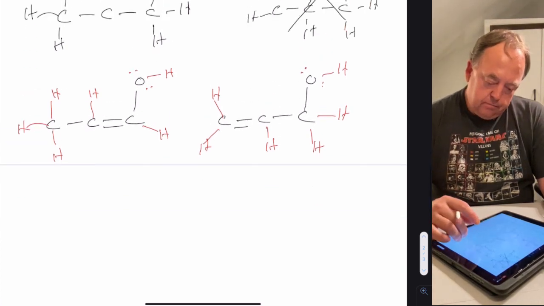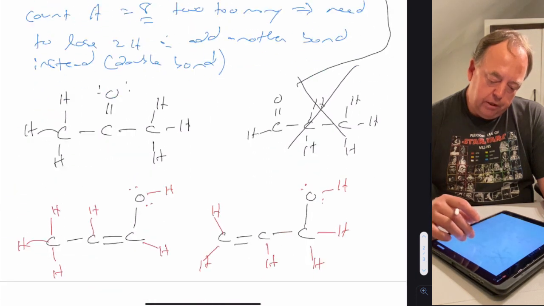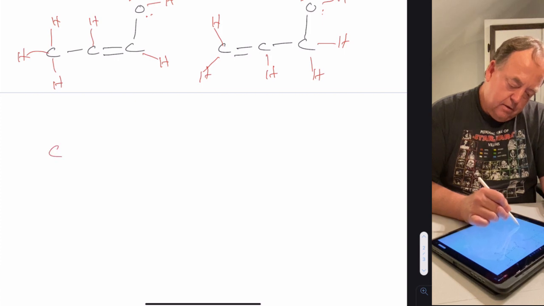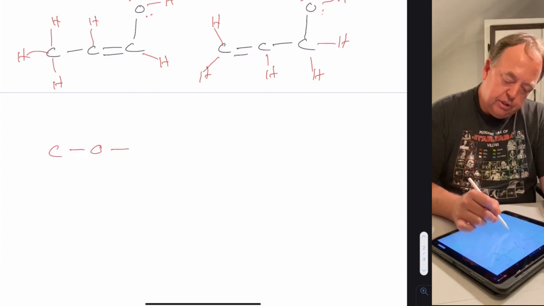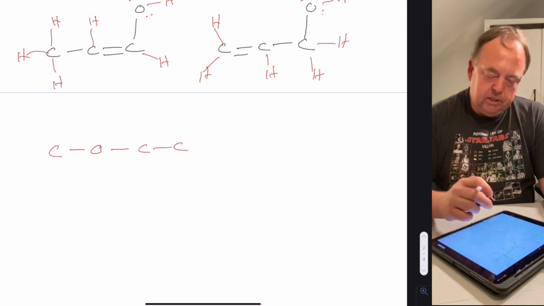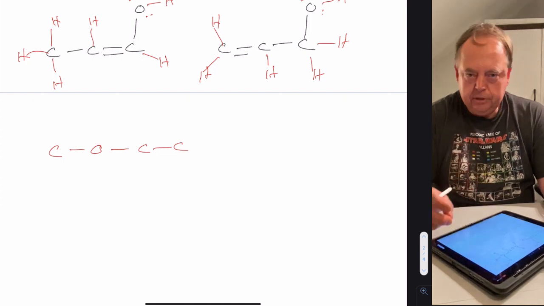Okay, so now we have 4 molecules. Are we done? And the answer is no. So we could have had oxygen within the sequence. So we could have COCC, for example, or CCOC.